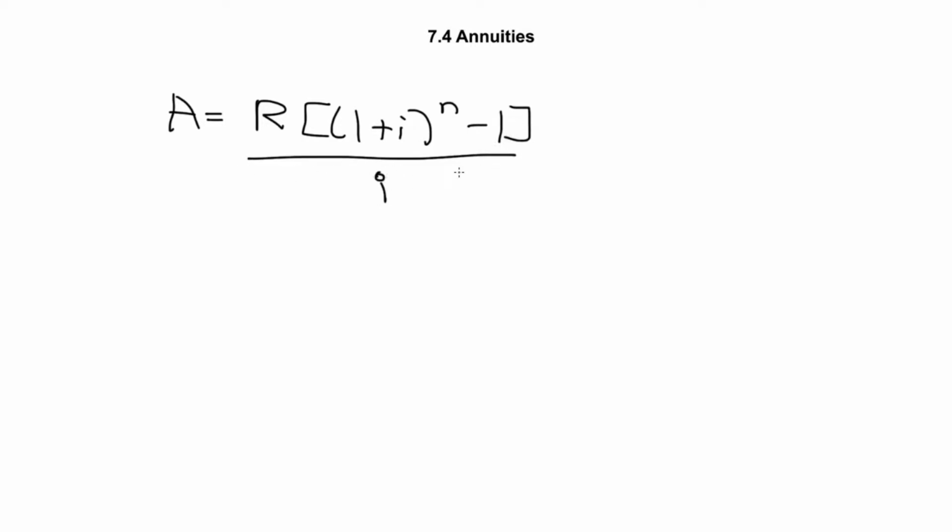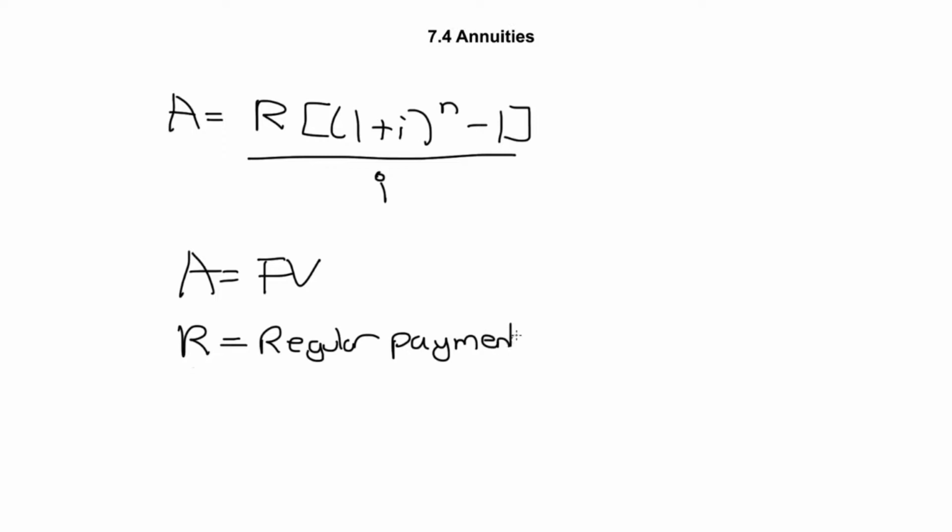The equation that we use to calculate annuities is A = R[(1 + i)^n - 1]/i. In this equation, A represents the future value of the investment. R represents the regular payments made at the end of each period. i represents the interest per compounding period. And n is equal to the number of payments made.